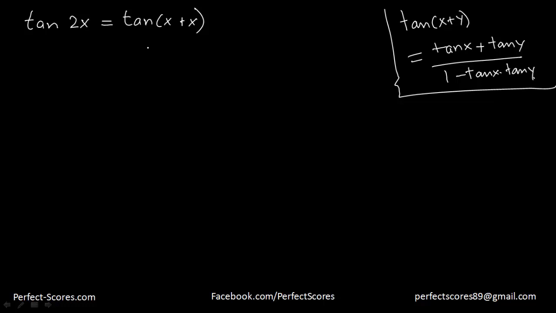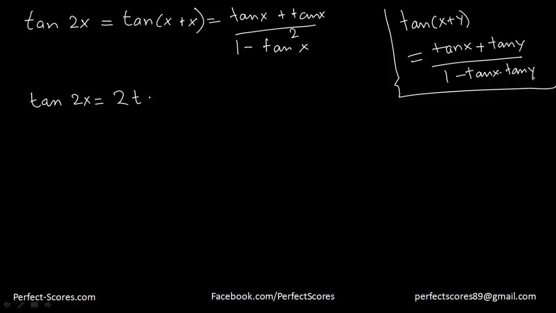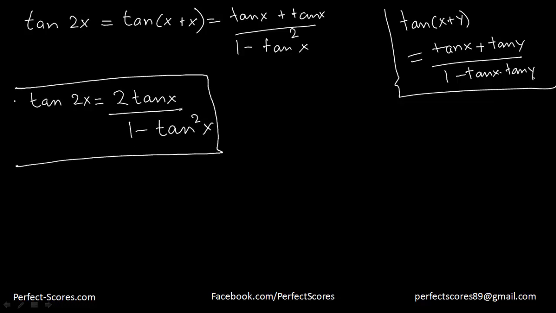So if you apply that here, this is going to be equal to tangent of x plus tangent of x, because x is equal to y, divided by 1 minus tan square x, because this is going to be tangent of x into tangent of x. Which means tangent of 2x is going to be equal to 2 times tangent of x divided by 1 minus tangent square x. Again, a pretty important expression which you can remember for quick calculation or comparison, right? So I suppose you're understanding this point over here, guys.